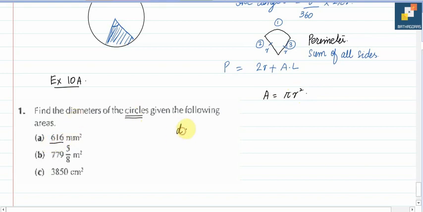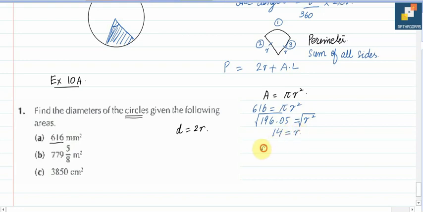Now we know that diameter is 2 times the radius. So if we get the radius, with the help of the radius we can find the diameter. So for the first part the area is 616, so 616 is equal to pi r square. Now you need to solve this equation and find the value of r. So it will be 196.05 is equal to r square. Then you need to apply root on both sides, so it's 14. Now for the first part the radius is 14.